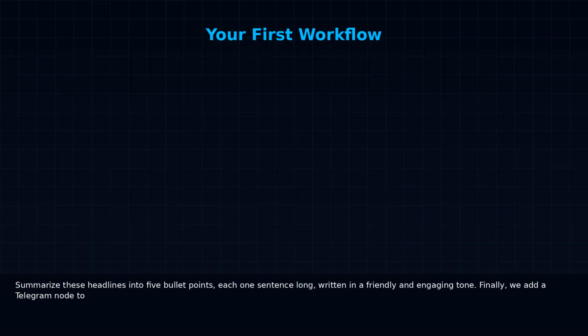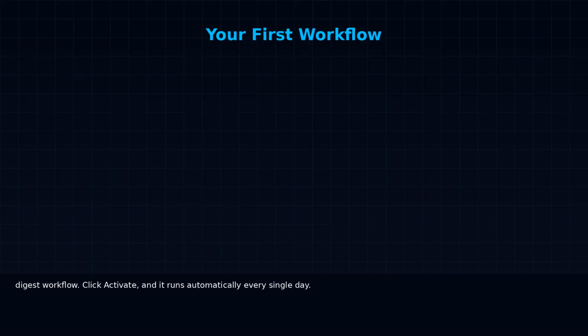Summarize these headlines into 5 bullet points, each one sentence long, written in a friendly and engaging tone. Finally, we add a Telegram node to send that summary directly to our phone. We connect all the nodes by dragging lines between them, and we have a fully functional daily news digest workflow. Click Activate and it runs automatically every single day.